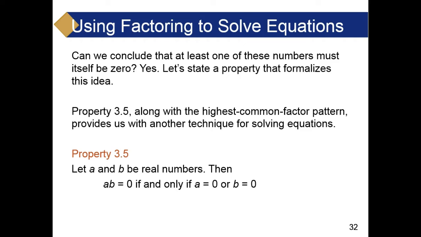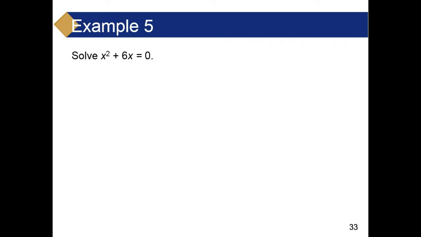Property 3.5, right down here, along with the greatest common factor pattern, provides us another technique for solving equations. So this is now using letters to represent numbers or expressions, or just about anything else. Let A and B be real numbers or expressions. I don't know why they say numbers. That's fine. It's true. A times B equals 0 if and only if either A is 0 or B is 0. One or the other. That's for numbers. It's also for expressions. We will use that repeatedly.